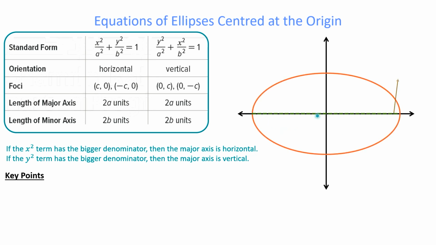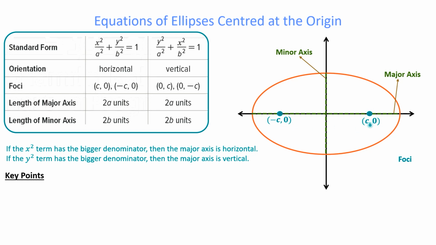So what we have here is what we call the major axis, and we know this is horizontal, so this will be the standard form of the equation we'll be looking for. This is what we call the minor axis. In fact, these two are perpendicular to each other, and any ellipse has two axes of symmetry like we have here. Now the foci are always found on the major axis, and they have coordinates (c, 0) and (-c, 0).